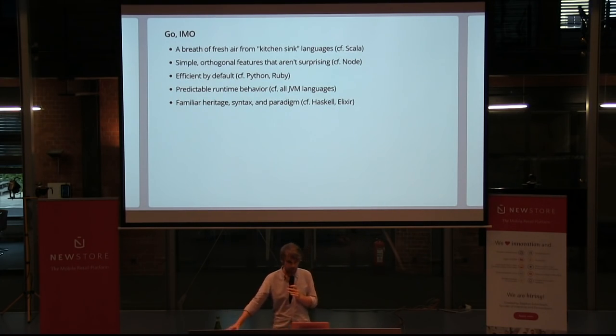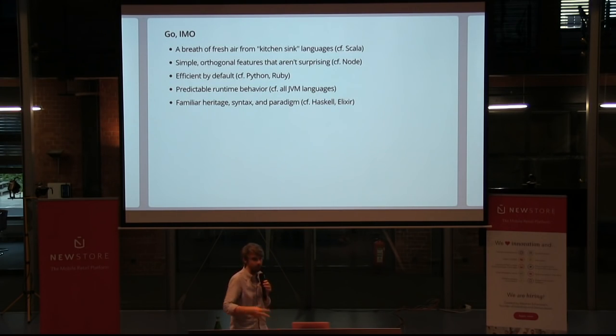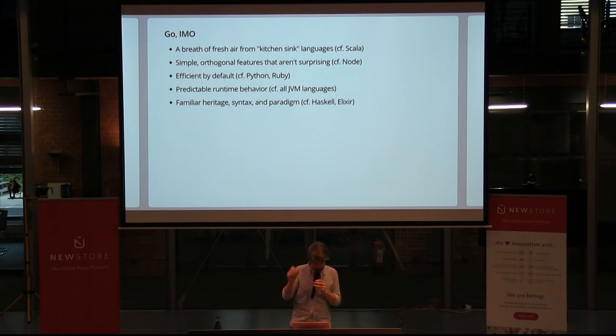Go, in my opinion, is a breath of fresh air from kitchen sink languages like Scala. It has, in my opinion, a simple and importantly orthogonal set of features that aren't surprising when they interact. This is very important compared to Node. It's efficient by default compared to dynamic scripting languages like Python and Ruby. It has a predictable runtime behavior, compare against the hotspot tuning mess that is all JVM languages.